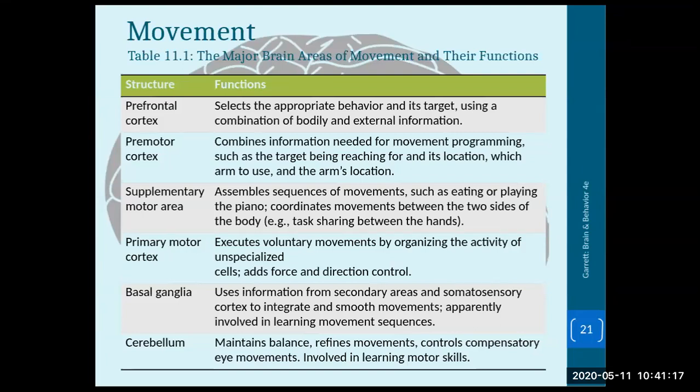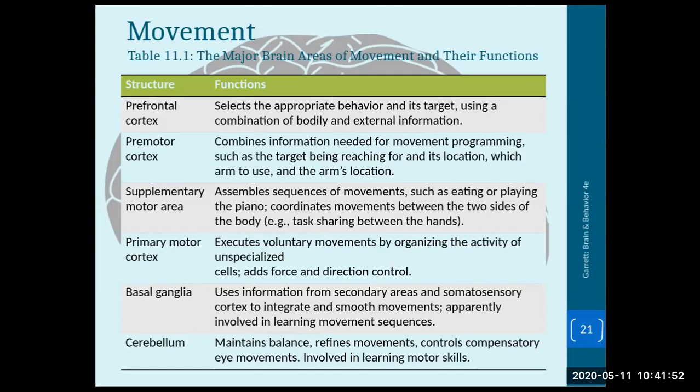When we need to do something about it, like limp or hop on one foot because our foot is injured, we feel the pain based on the somatosensory cortex. Well, what do we do now? Either limping on it and not putting pressure on it, or even hopping on one foot so we don't put any pressure on it. That information goes to the primary motor cortex, which is going to execute voluntary movements by organizing the activity, which adds force and direction of control.